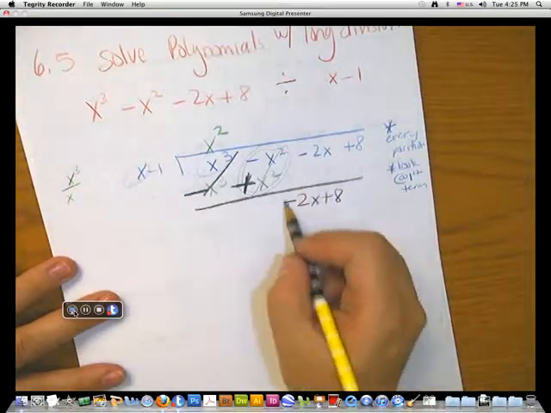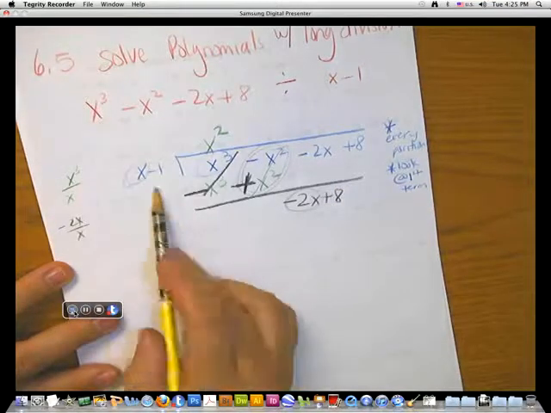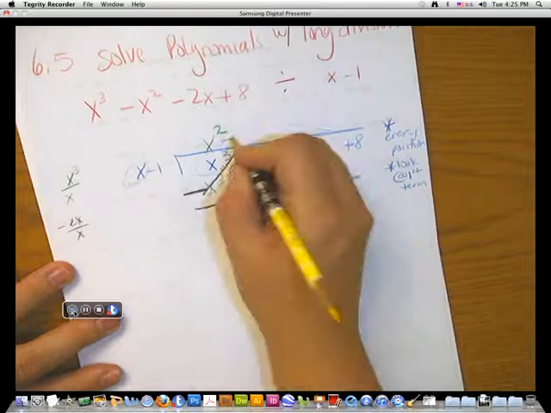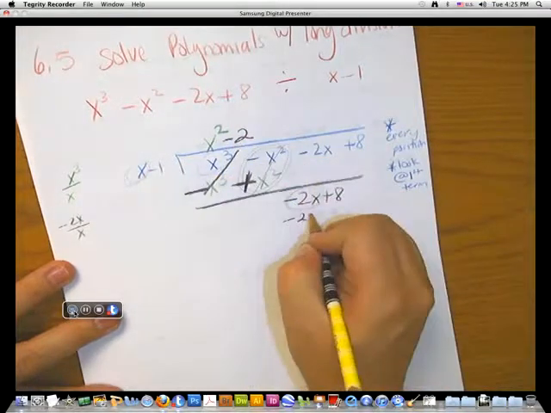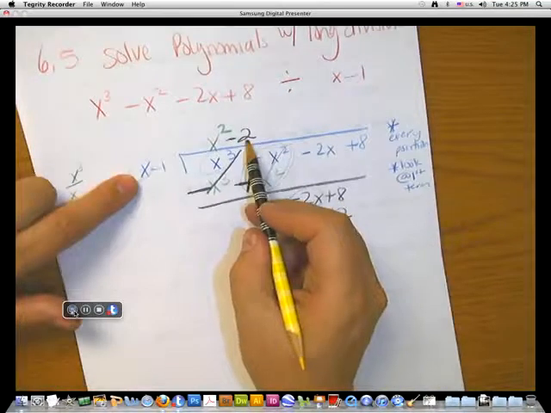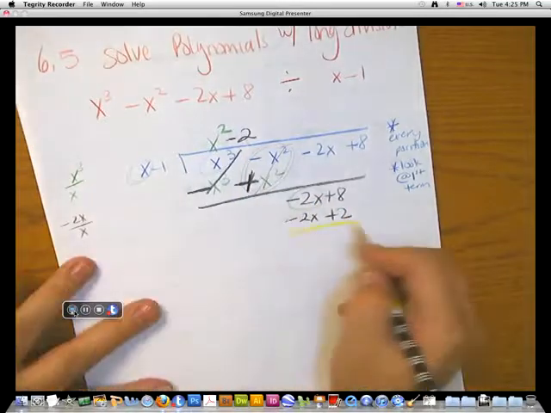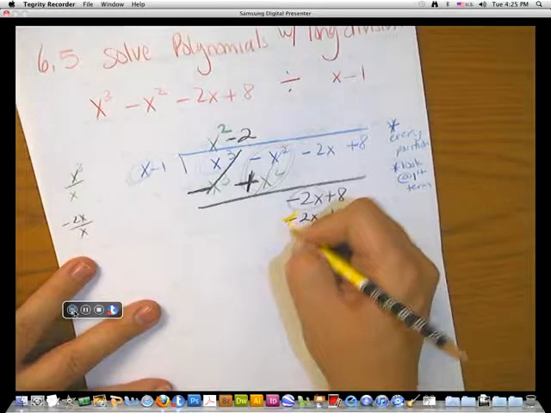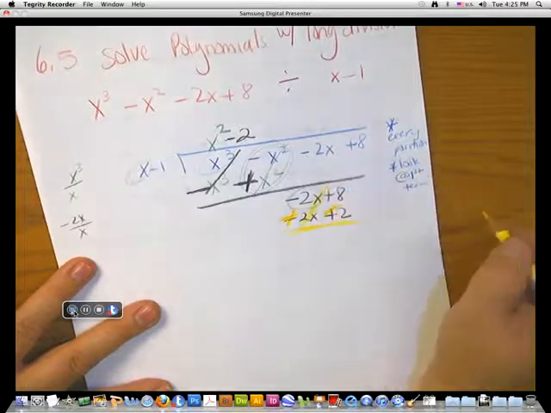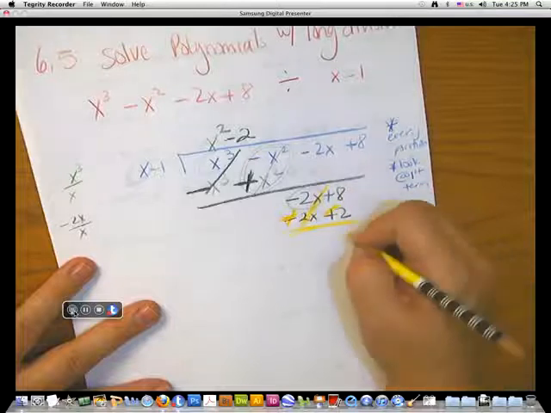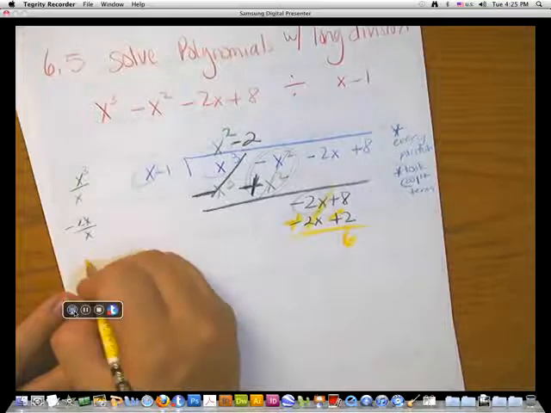And now I focus again. First term, first term. So what's negative 2x divided by x? Or how many x's go into negative 2x? We get negative 2. When I distribute, I get negative 2x plus 2. Now when I subtract, I change my signs. First one goes away, it has to go away, or I did something wrong. And 8 minus 2 is 6. And I try it again.